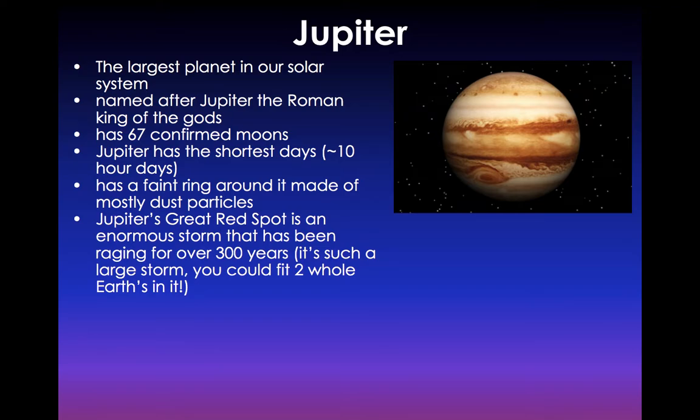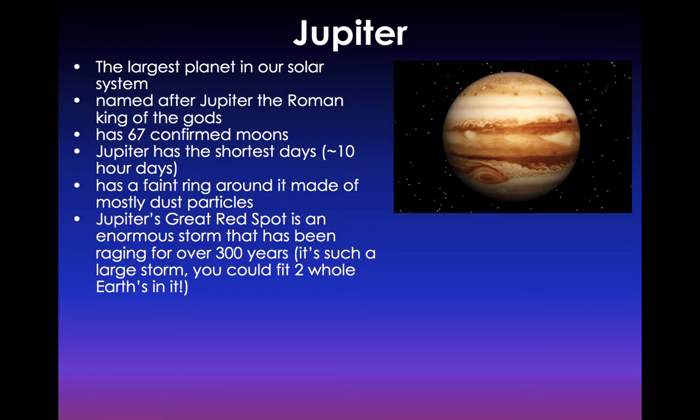Has a faint ring around it made of mostly dust particles. So it's kind of like Saturn, which we'll talk about next, but Saturn has those distinct rings around it. Jupiter also has rings around it. They're just very, very faint, not nearly as big and as much as Saturn's.